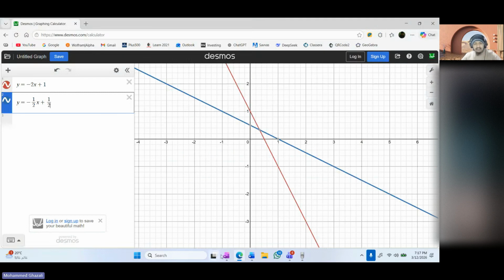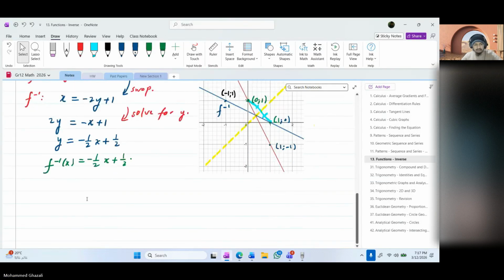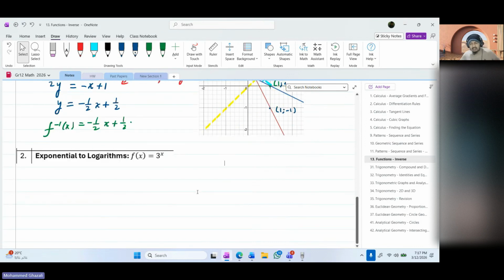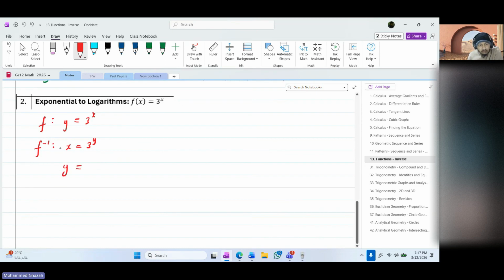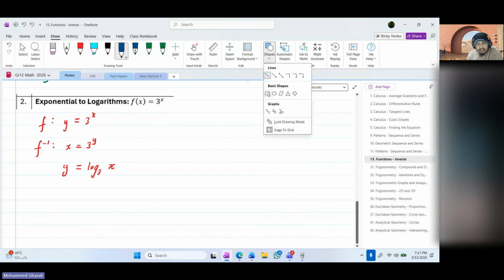What happens when we have an exponential function? f of x is equal to 3 to the power x, okay? So the inverse of an exponential function will end up being a log function. How? So we say f is a function y equals 3 to the power x. So for f inverse, switch the x and the y: x equals 3 to the power y. Now we are solving for y, okay? So if you solve for y, you will get log x base 3.